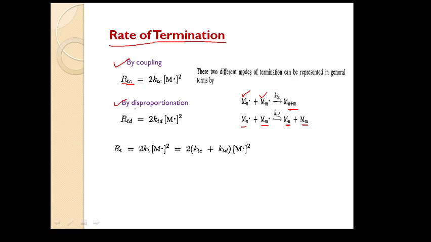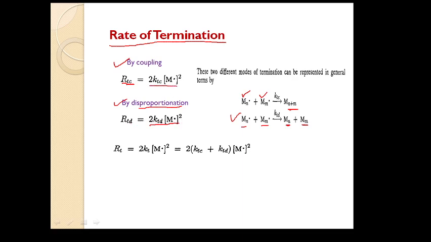Now another way of termination is disproportionation. This is the equation of disproportionation we have represented, and we get the smaller molecule. In this case again, the termination rate constant is Ktd. So the rate of termination by disproportionation is equal to 2 times Ktd into M dot square.